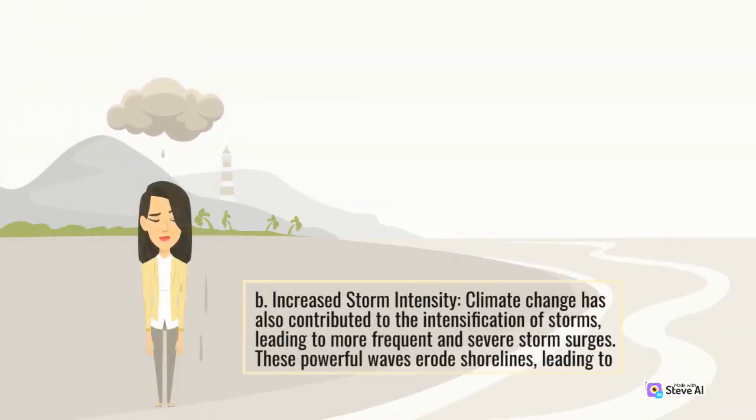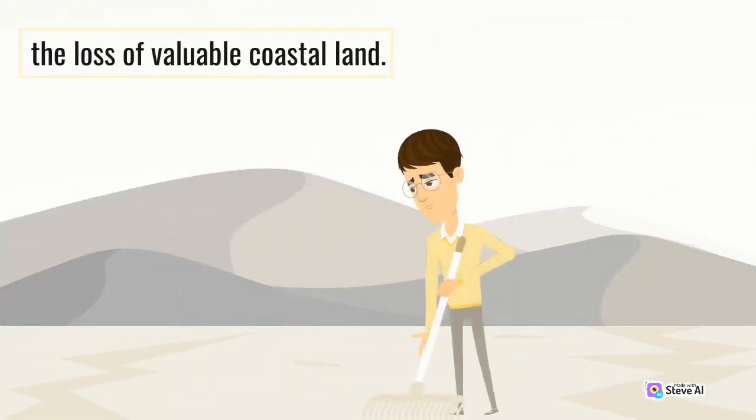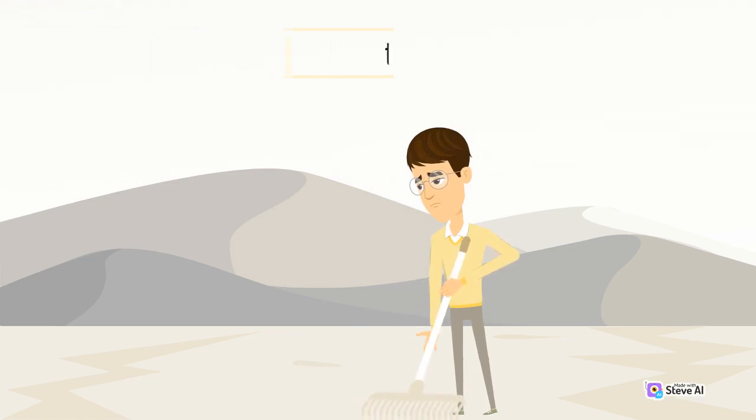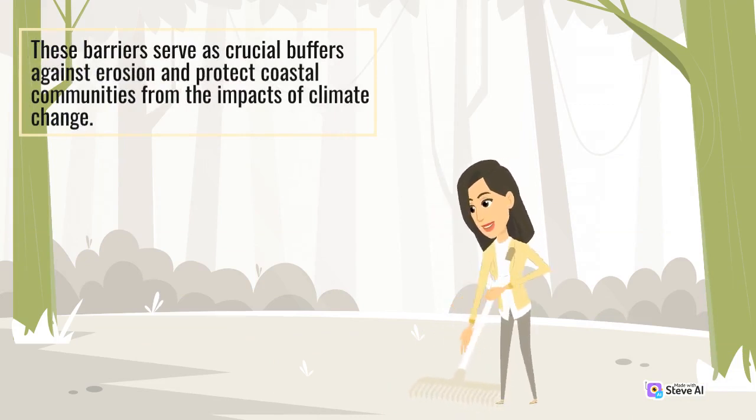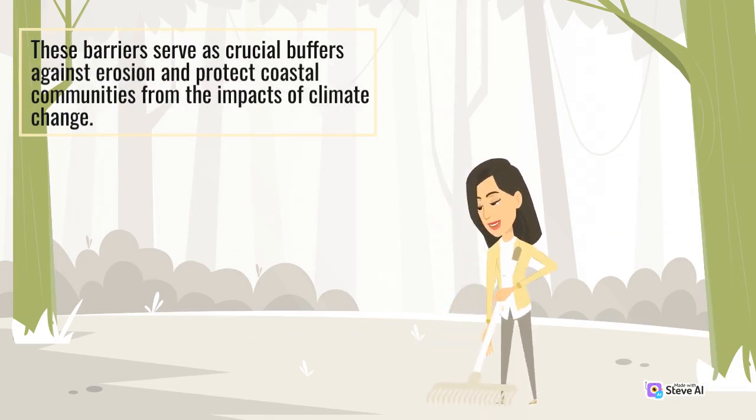B. Increased storm intensity. Climate change has also contributed to the intensification of storms, leading to more frequent and severe storm surges. These powerful waves erode shorelines, leading to the loss of valuable coastal land. These barriers serve as crucial buffers against erosion and protect coastal communities from the impacts of climate change.